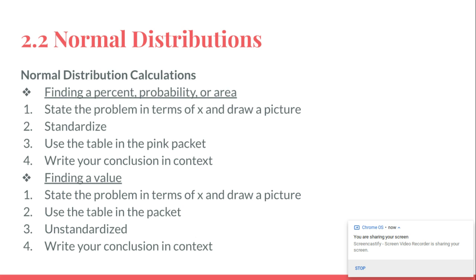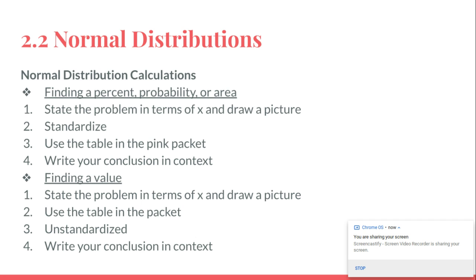To find the specific percentages of the area under the curve, or to find a specific value on the curve of a normal distribution, there are a few calculations to know. When finding a percent probability or area under the curve, you start by stating the problem in terms of x and drawing a picture of the graph. Then you standardize the value. Then you use the table in the pink packet to find the percent probability or area that correlates with the known z-score. And then you write your conclusion in context.